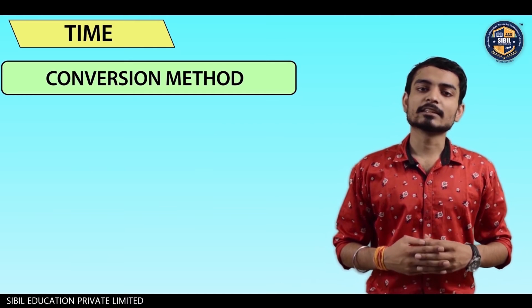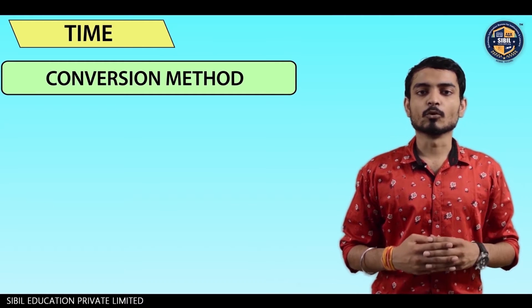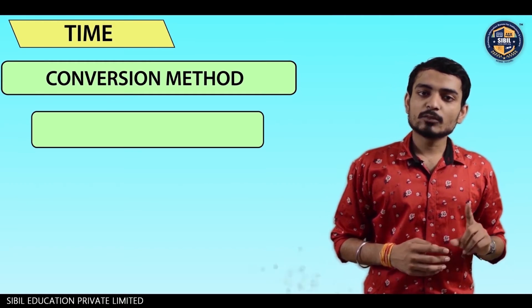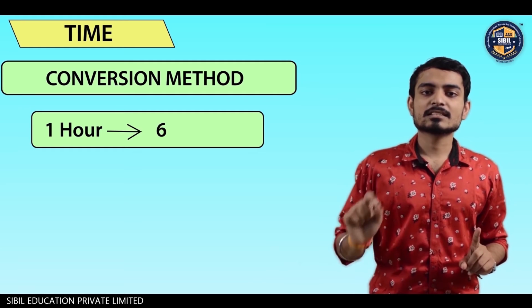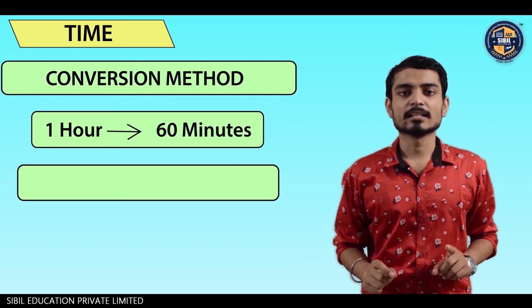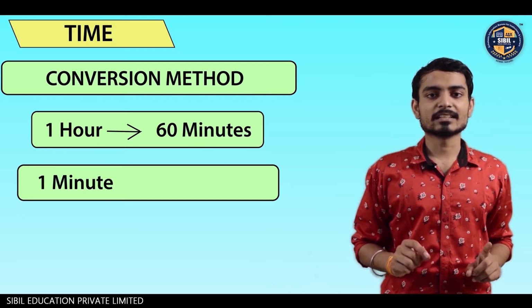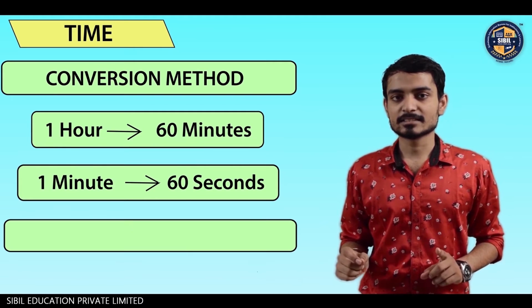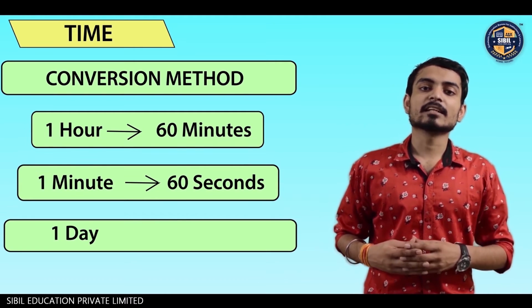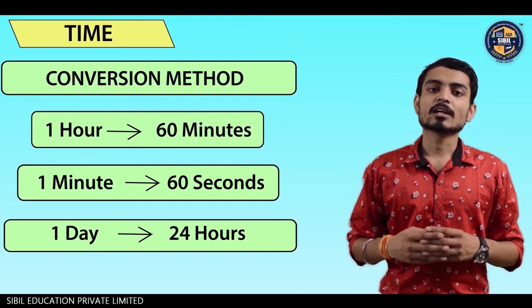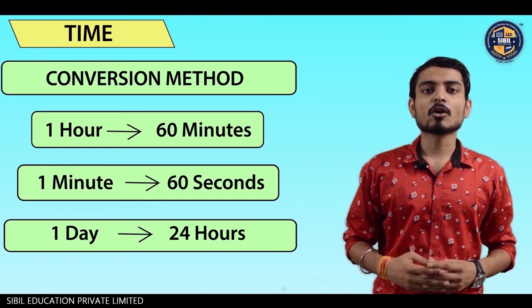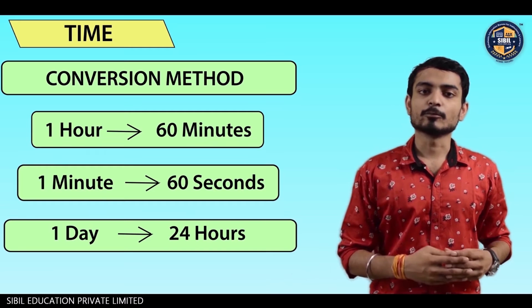If we see the conversion method, then you can understand it more clearly. In 1 hour there are 60 minutes and in 1 minute there are 60 seconds, and in a complete day there are 24 hours, which a clock can show you time to time.